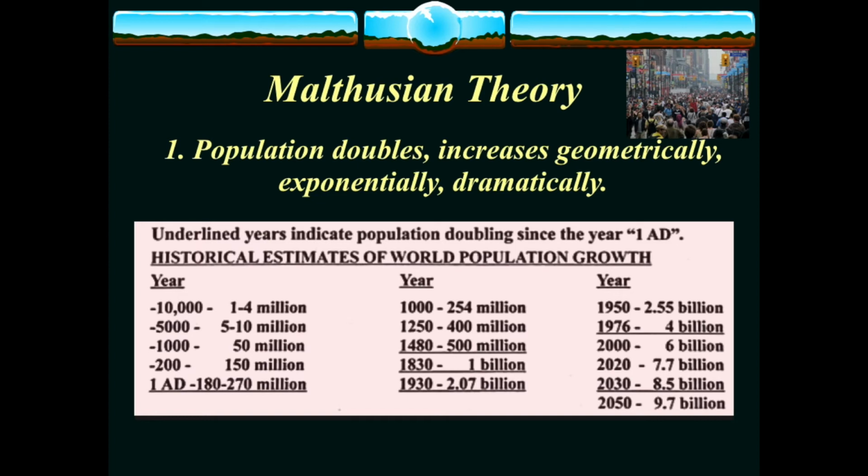It only took 100 years for the population to double again to 2 billion people by the year 1930. It took only 46 years, to 1976, to double to 4 billion. And we're now on our way to 8.5 billion by around 2030.